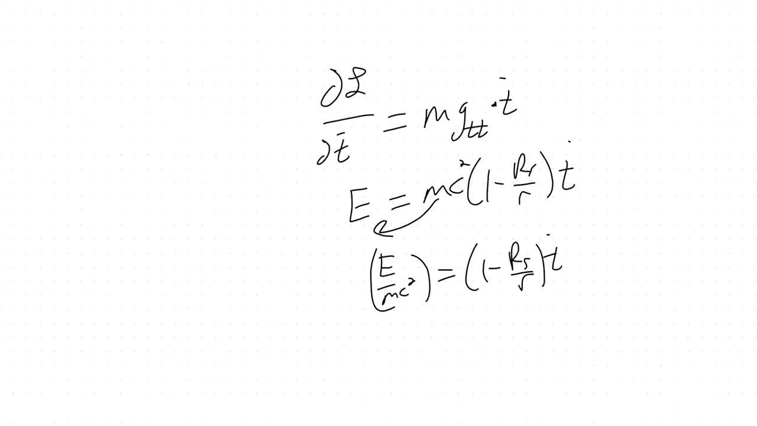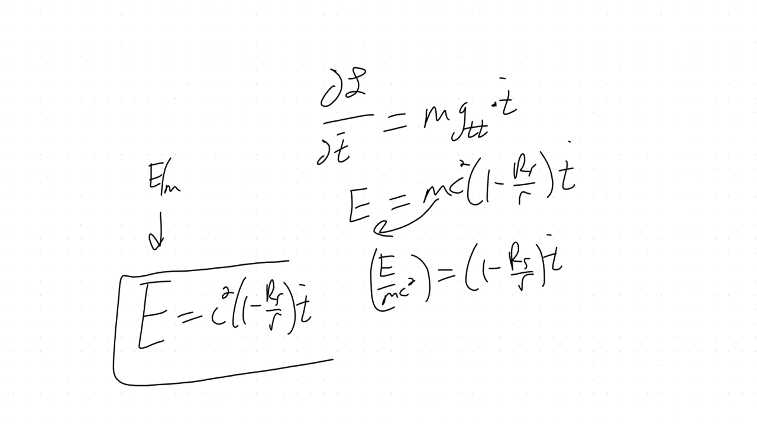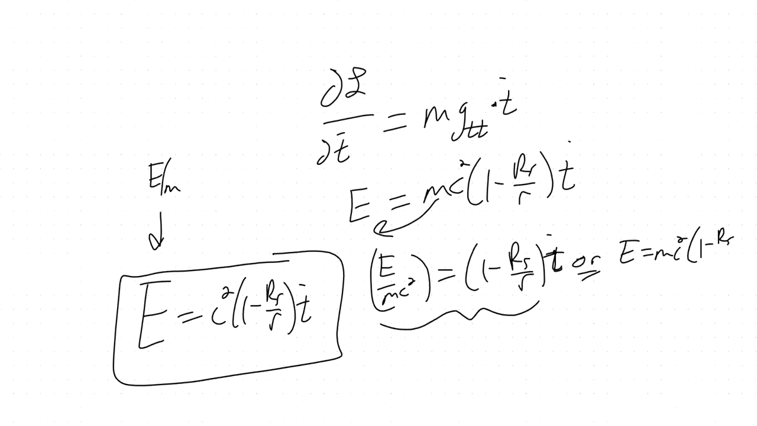How it's typically written is this: E, where E is E over M, this is the standard physics thing, is c squared times 1 minus r_s over r times t dot. This is how you're typically going to see it. I like this one better, though, that E equals mc squared times 1 minus r_s over r times t dot.